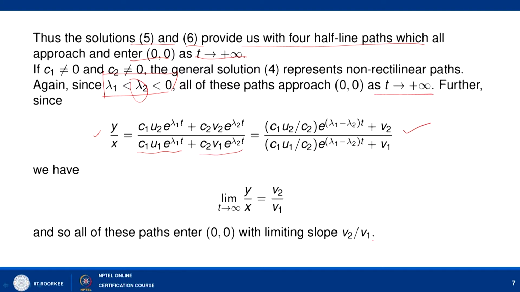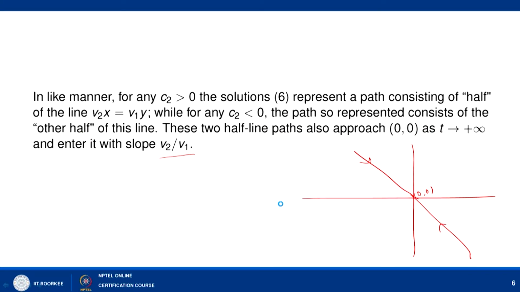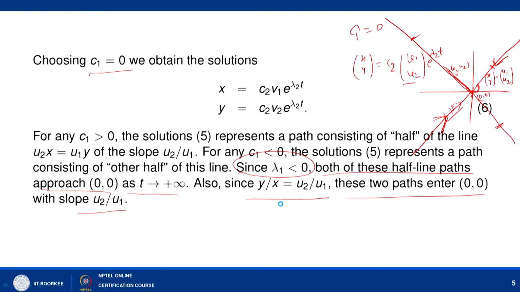Now, as t tends to infinity, the exponent (λ1−λ2) t is negative, so this term will tend to 0, and this term will tend to 0. So, the limit of y by x as t tends to infinity is given by v2 by v1 here. Now, what are v2 and v1? Basically, (v1, v2) is the eigenvector corresponding to the eigenvalue λ2 here.